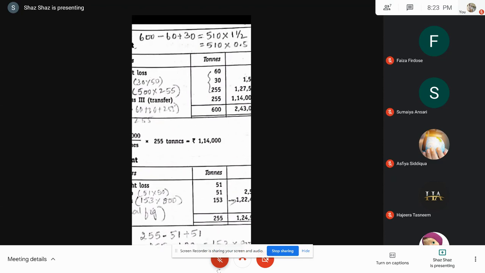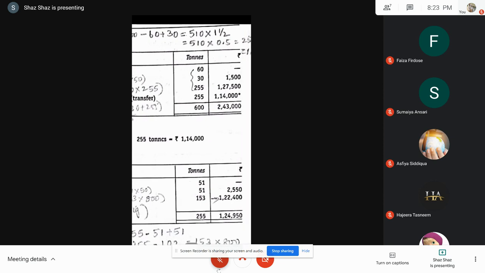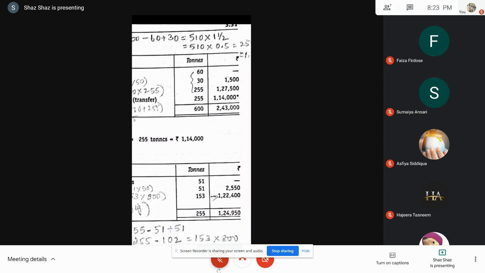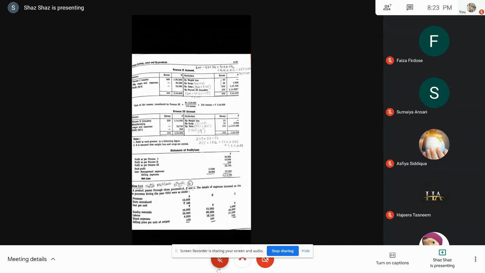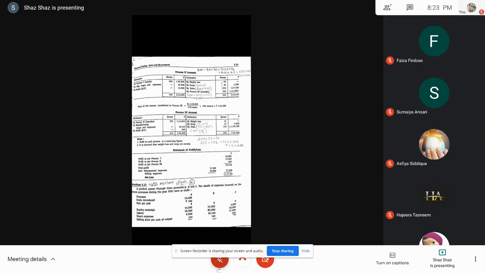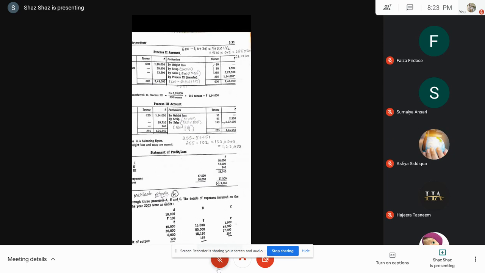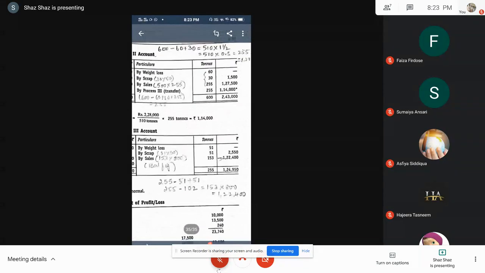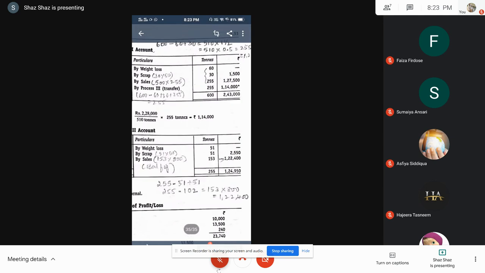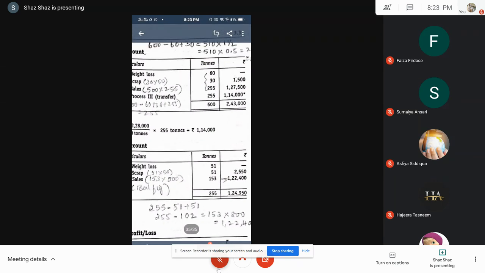Now you have got the tons value. Now you have to get this value, 127,500. Sorry, I'm so sorry, not the sales value. You have to get 114,000, isn't it? Now you write down here 255 under process. Ye ho gaya tumhara output 255. Ab ye tumhe 114,000 milna.